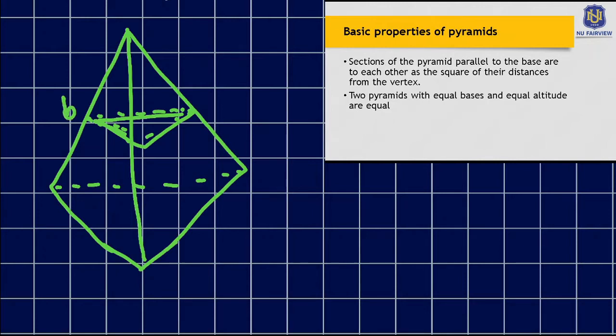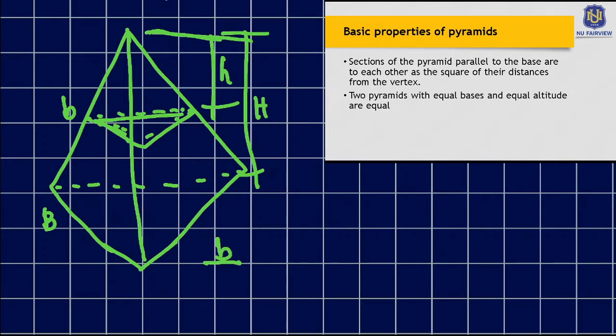Let's say this is our small b. This is a big B. And then for the height, we have here the small h, and then we have here our big H. So, it is equal to the square of their distances. So, the formula that you will be using here would be small b over big B equals small h squared over big H squared. Okay, so the ink of my ballpen seems a bit thick. So, don't forget to use this.